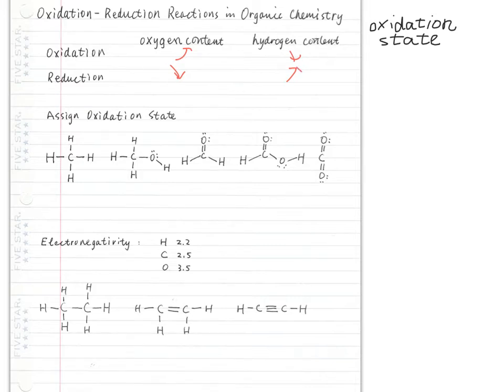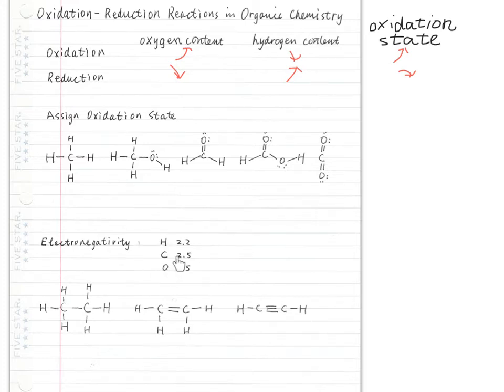We could also utilize the traditional oxidation state to look into oxidation and reduction. When the oxidation state increases, we say this atom is oxidized, and when the oxidation state decreases, we say this atom is reduced. In order to assign the oxidation state, we need to know the electronegativity of these atoms.